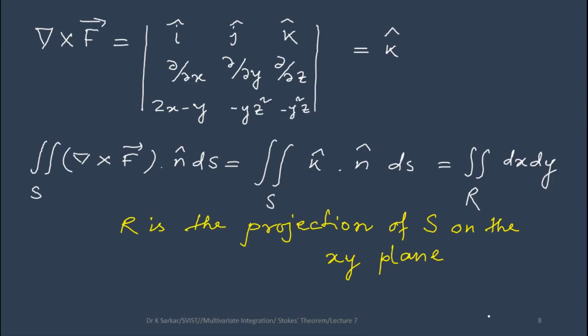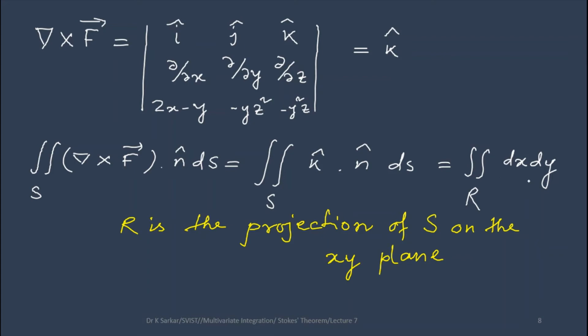Now we have to find the right hand side, or the surface integral. For that, first we have to find curl f. Curl f is the determinant with rows i j k, del del x, del del y, del del z, and the components of f. Expanding the determinant, we find k. Now the double integral of curl f dot n ds is k dot n ds. This is the double integral over R of dx dy, where R is the projection of S on the xy plane.